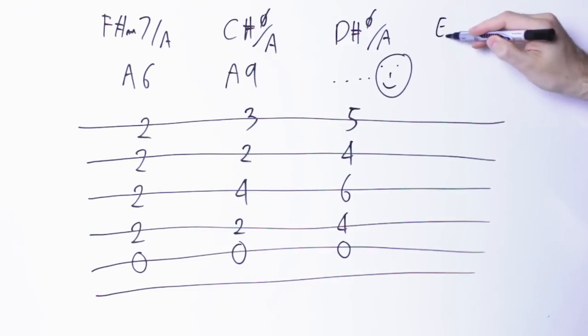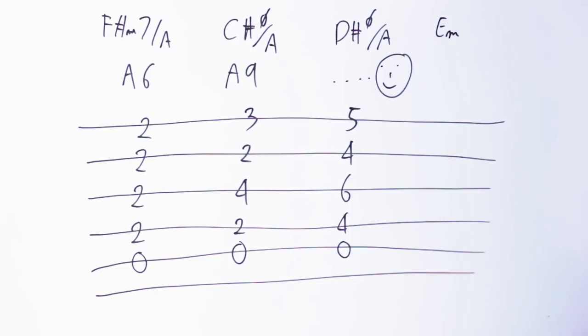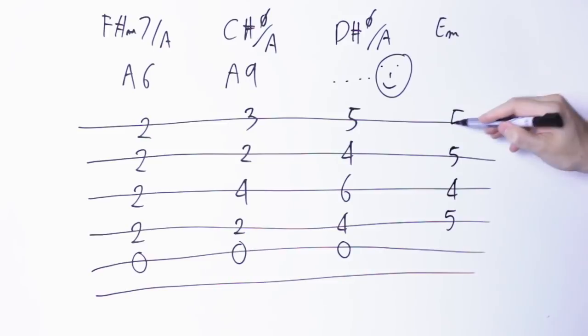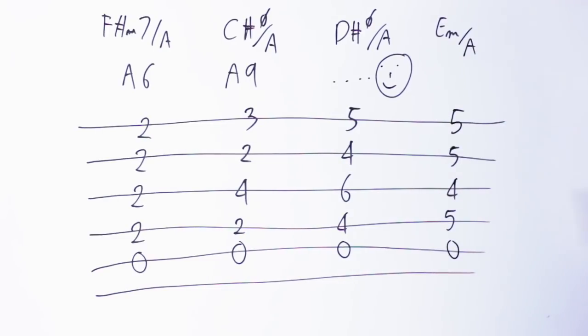Finally, I'm going to take an E minor triad on strings 2, 3, 4, add an A at the first string, and play it again with a bass of A. The whole thing sounds this way.